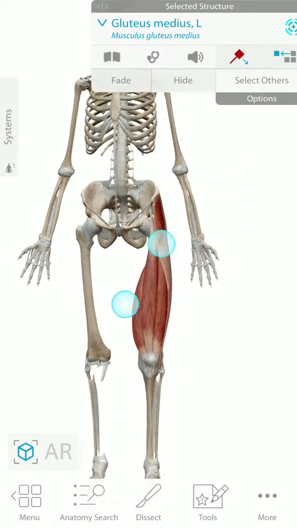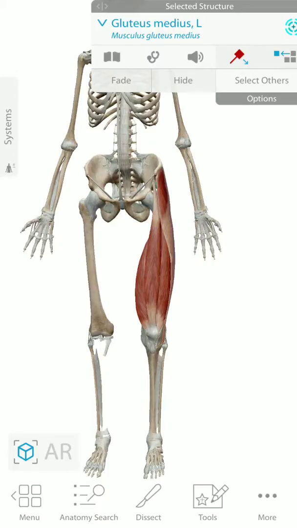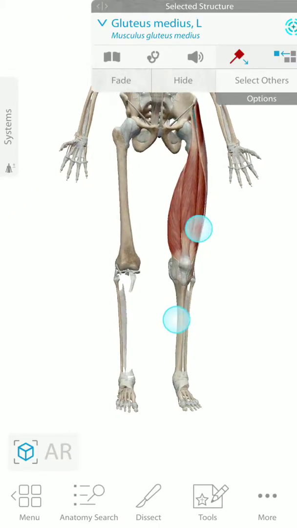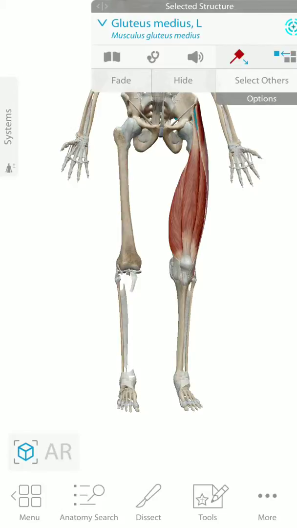Okay, so we talked about a couple of structures. First, the TFL, the IT band, how that causes outside knee pain. We talked about the quadriceps muscle group and how that causes pain in front of the knee. And then we covered the ACL and how it's commonly torn. And then we also talked a little bit about the anatomy of the gluteus medius to stabilize the pelvis, hip, knee complex to prevent ACL tears.